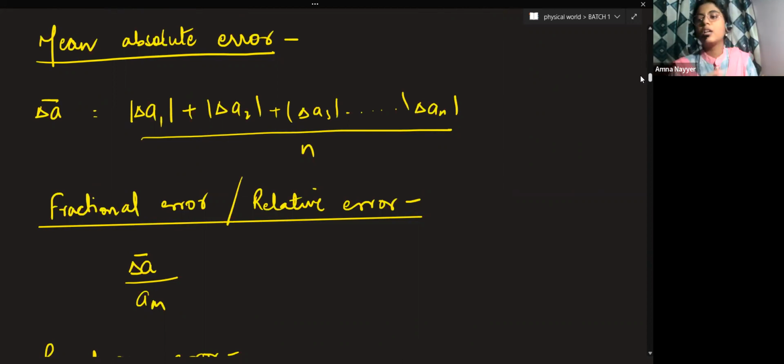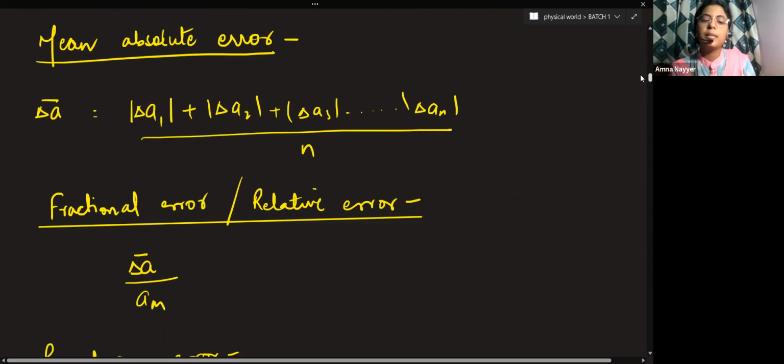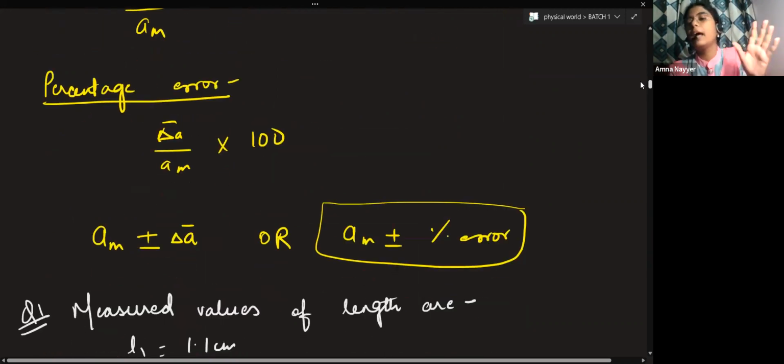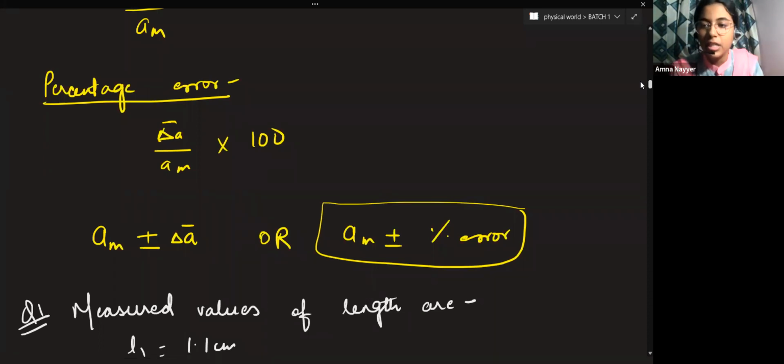Then we have fractional or relative error. Fractional error is basically the ratio of the mean absolute error to the mean value. And if you multiply the fractional error by 100, that gives you the percentage error.